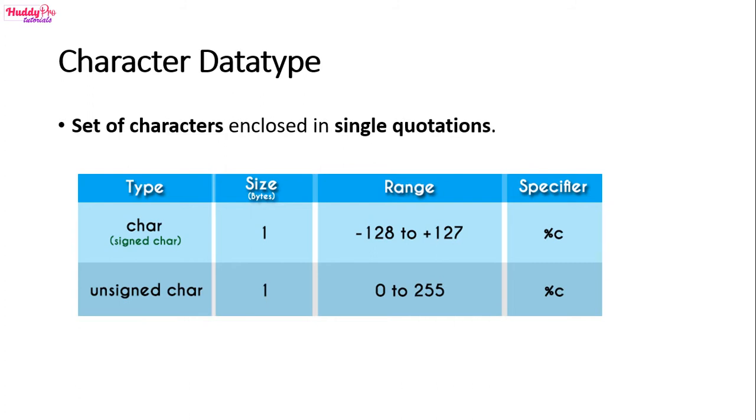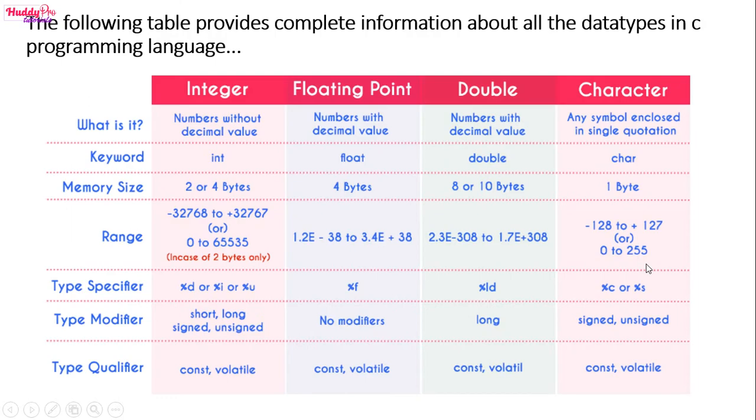When you have a character enclosed in single quotes, that kind of data type is called the character data type. So this table provides complete details about character data types. You are seeing the specifier for character data type is %c, for unsigned, and even for the signed. Now this table here provides the complete information about all the data types in C programming. You will go through it in your time.